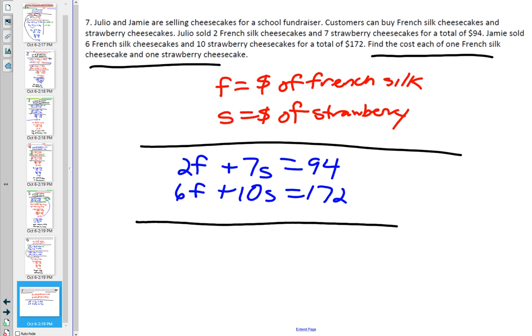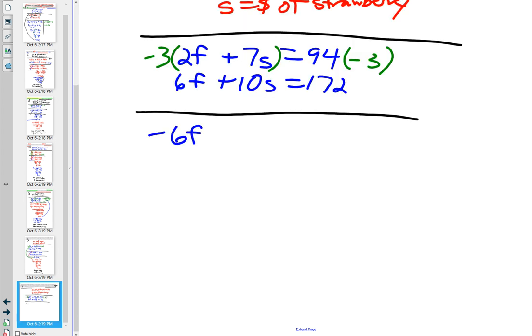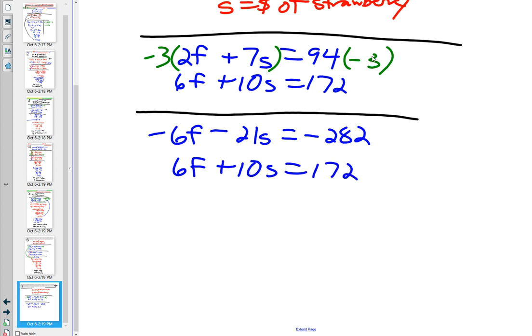What would be the best method here? Yeah, I would do elimination also. How would I eliminate the F's? Times 3. Well, times -3 because I got to make the signs different. So negative 6F minus 21S is equal to negative 282. So we get negative 11S is equal to negative 110.